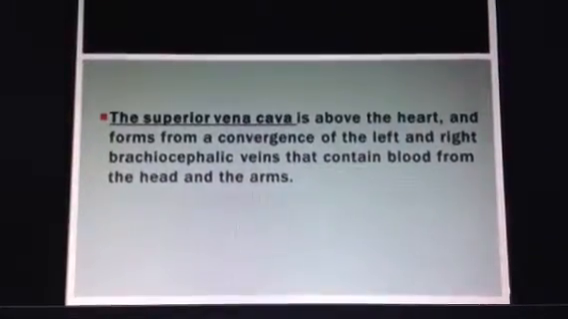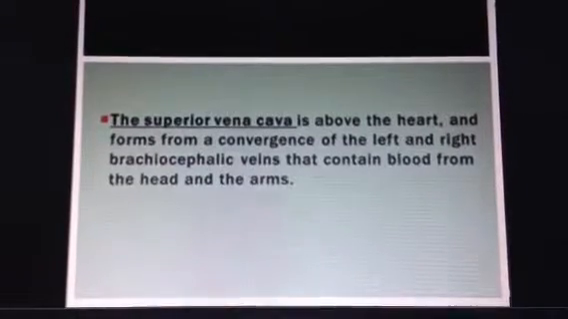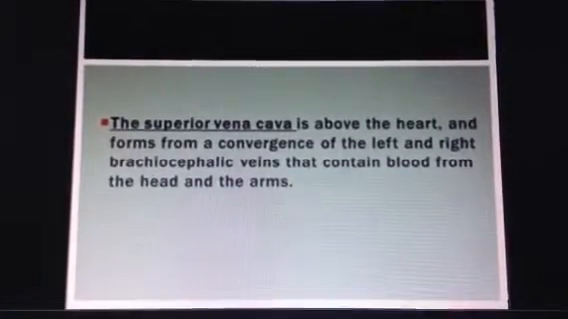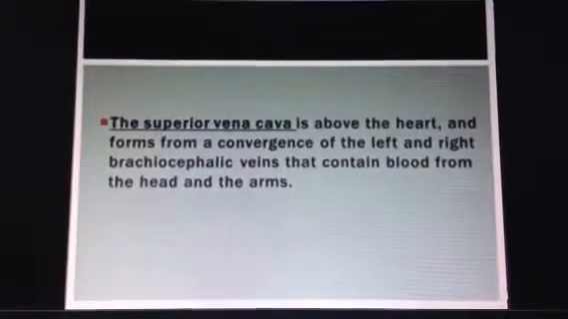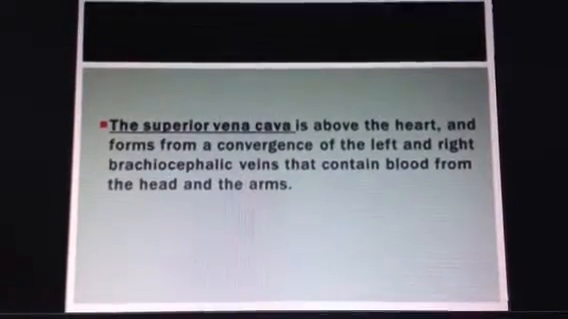The superior vena cava is above the heart and formed from a convergence of the left and right brachiocephalic veins that contain blood from the head and the arms.